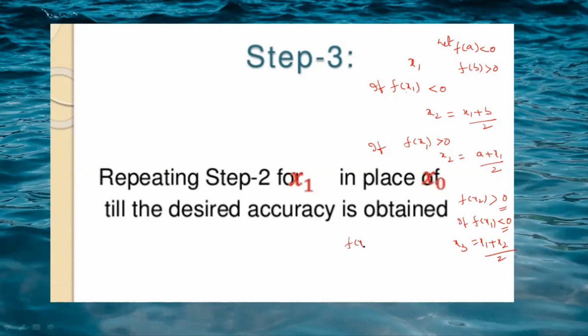Suppose f of x2 is less than 0. For example, if f of x1 is greater than 0, then your x3 is x1 plus x2 by 2. Like that, you go on repeating the procedure till the accuracy is obtained. And number one is, you have to choose two values with opposite signs. Number two is bisect it, and after that find again the value and choose two values again with less than 0, greater than 0 sign, and again bisect it. Like that, you go on bisecting the subintervals till the desired accuracy is obtained.